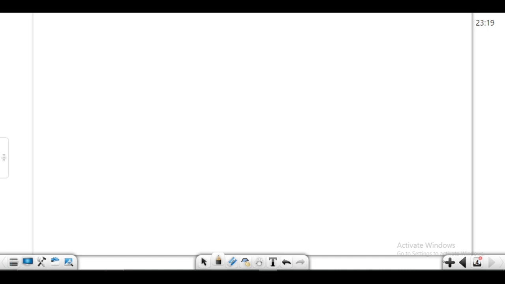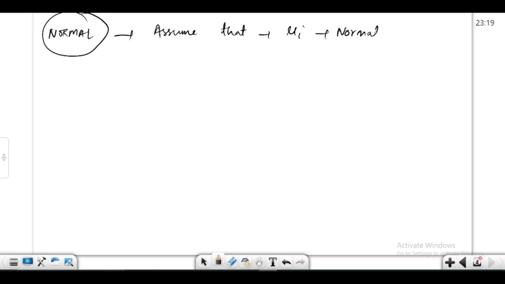So the classical normal linear regression model assumes that each ui is distributed normally, so that is why we get the term normal. So in here we assume that ui is normally distributed. This is the graph of normal distribution. Okay, so the ui values follow this probability distribution function or this pattern.